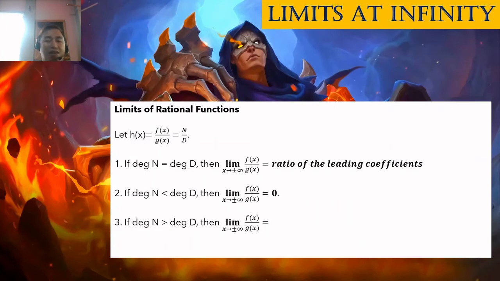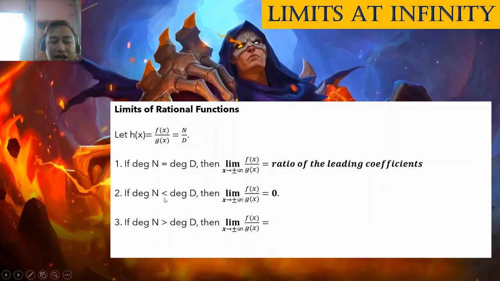Next, limits of rational functions. Let h of x be equal to f of x over g of x. We let it equal N over D, where N means numerator and D means denominator. If the degree of N is equal to the degree of D, that is, if the degrees of the numerator and denominator are equal, then the limit is just the ratio of the leading coefficients.